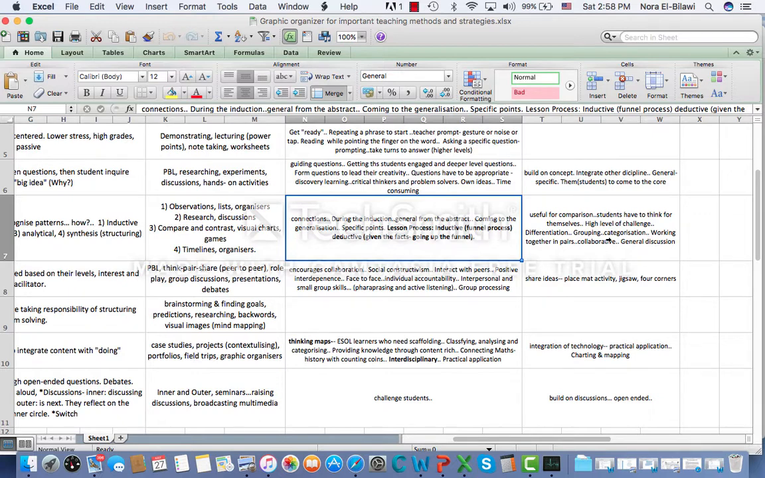It's useful for comparison. Students have to think for themselves. High level of challenge, use a lot of differentiation in such a method because you want to make better choices in your research, and students who are doing research have to make sure that they understand the content that they're researching. So you're probably doing a lot of differentiation and scaffolding among your students to best serve their different needs.